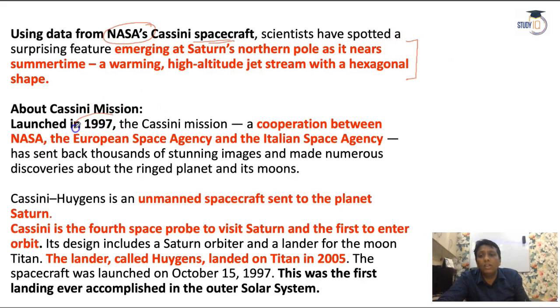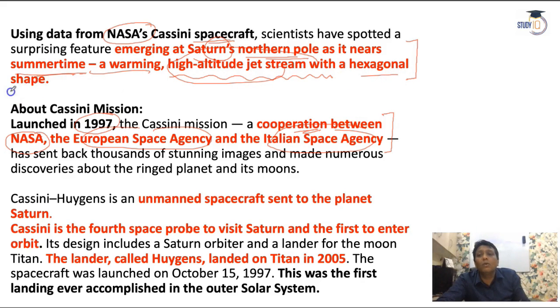The CSE mission was launched in 1997 with the cooperation of NASA, the European Space Agency and the Italian Space Agency. So three countries' space agencies worked on the CSE mission, guys. This mission has given information that Saturn's northern pole has a lot of summertime warming, and here a high altitude jet stream condition is generated with a hexagonal shape.